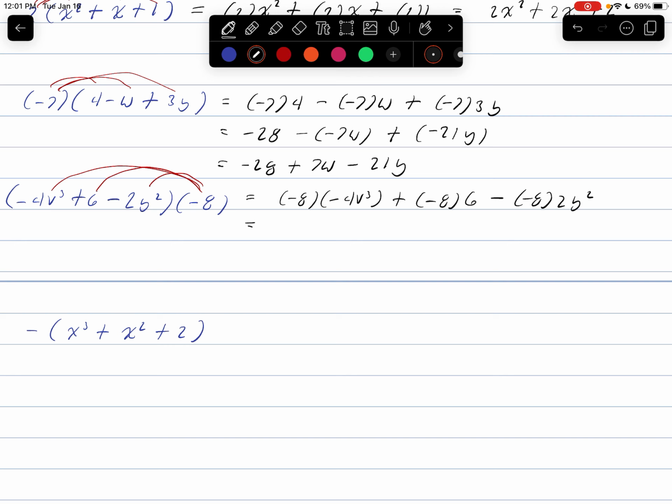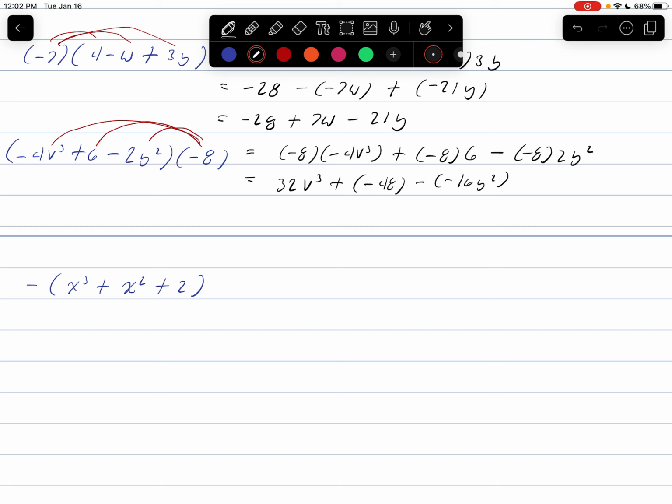Okay, so if we have -8 times -4v to the third, if we multiply the -8 times the -4, that's going to give us a positive 32. So we have 32v to the third, okay? And then we have plus -8 times 6. So 6 times 8 is 48, so -8 times 6 is -48. And then we're going to have minus -8 times 2y squared. So this is going to become minus a -16y squared.